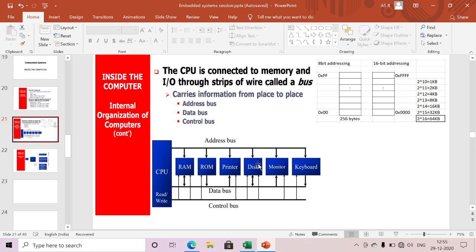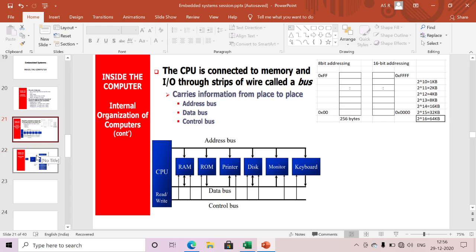In a similar way, I want to write data to the same location. By using the address bus, I can identify the location. I use the control bus to give the write signal, since right now I'm writing data to the memory. By using the data bus, I can write the data. These are the three buses we use. If I want to read or write data at a particular location, we need these three buses.